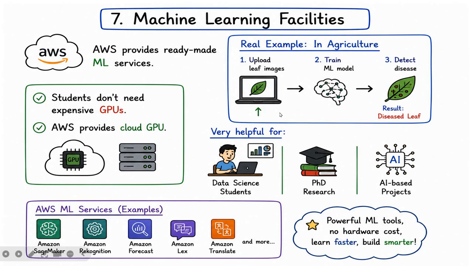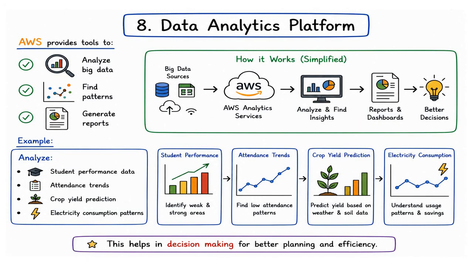Next you have the data analytics platform, where AWS provides powerful data analytics tools that help organizations process large amounts of data, identify user information, generate reports and make better decisions. AWS analytics platforms are widely used in education, healthcare, agriculture, business, research and smart cities.